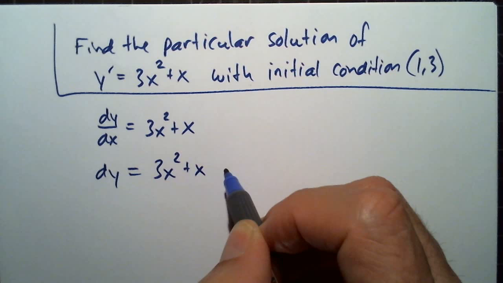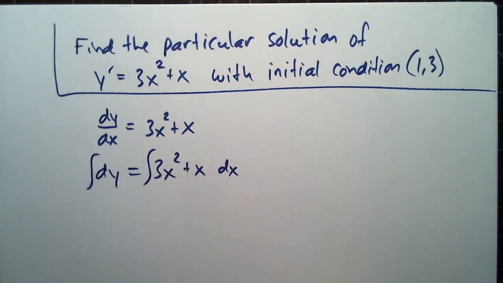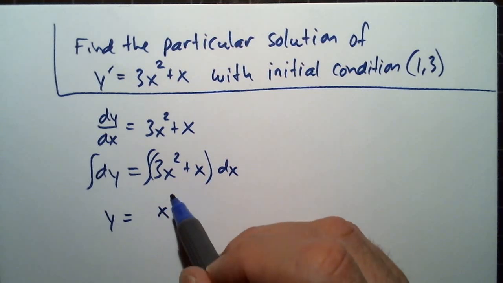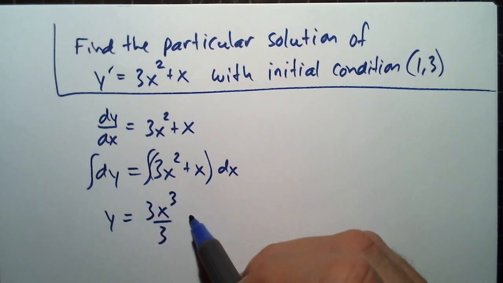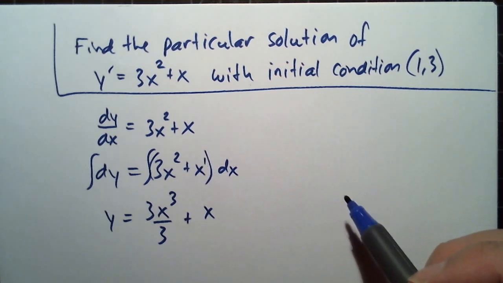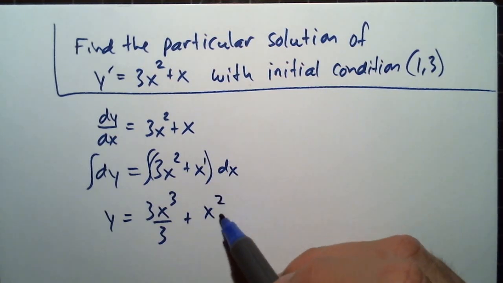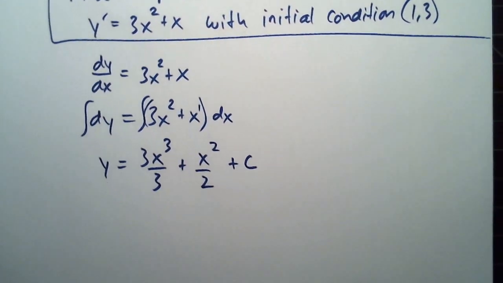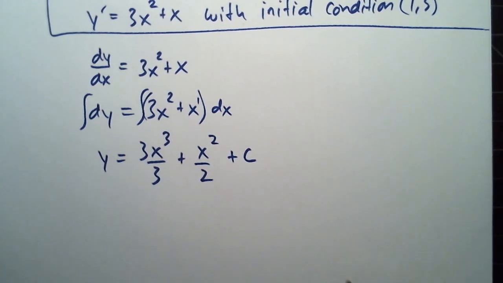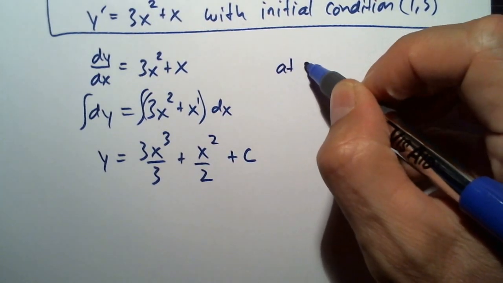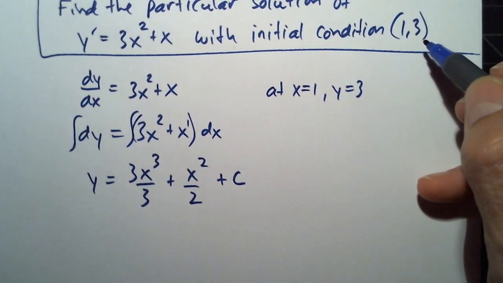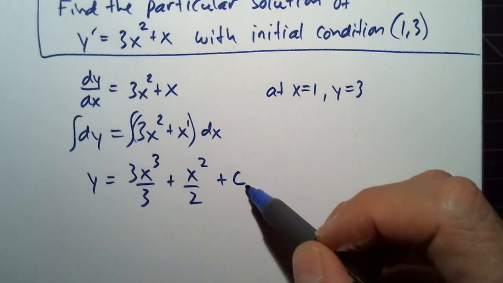Separate the variables. And we're going to do the antiderivative of this. Add, divide, and here we have a 1. So we're going to add, divide, and then at x equals 1, y equals 3. That's the initial condition. So we need a particular solution.